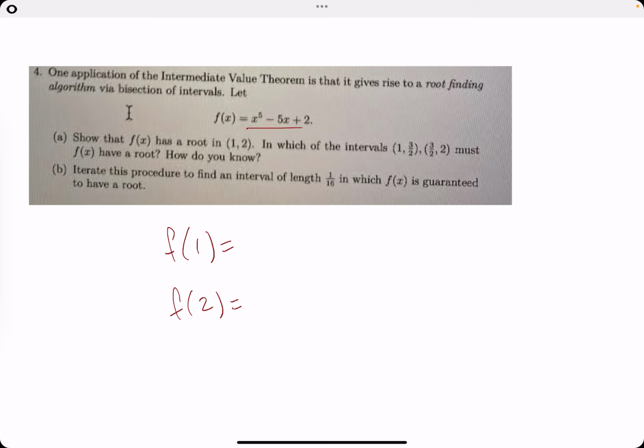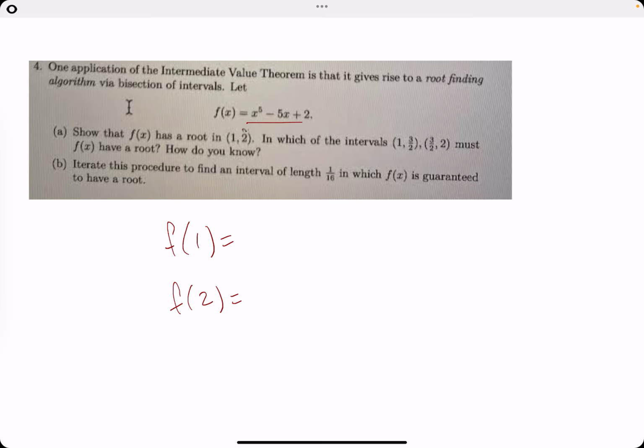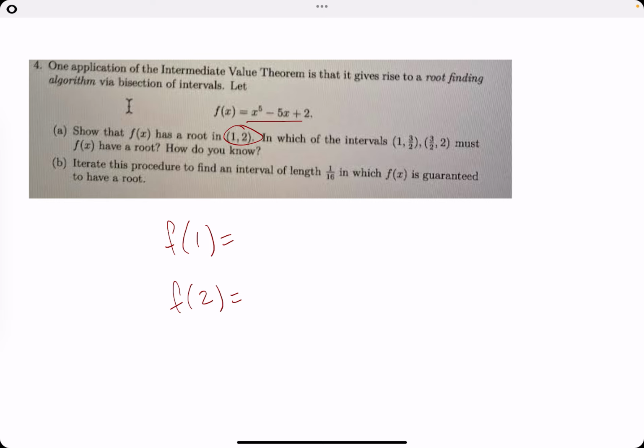So what we're going to do is find f of 1 and f of 2. Note that this is not an ordered pair. It's an interval, an interval of x values from 1 to 2. So we're going to plug in 1, we're going to plug in 2, and we'll talk about what happens next. So 1 to the 5th power is just 1, minus 5 times 1, plus 2. That would be 3 minus 5, so negative 2.